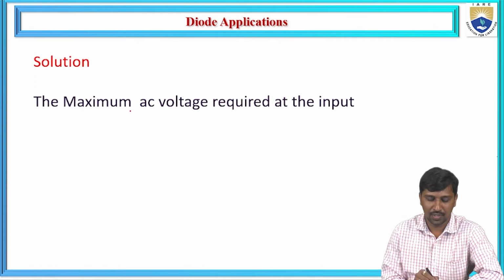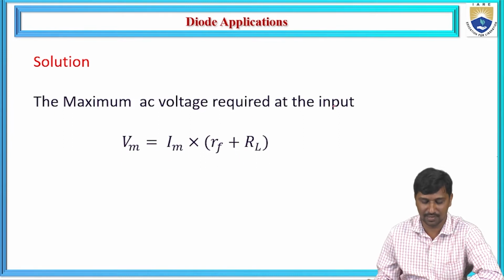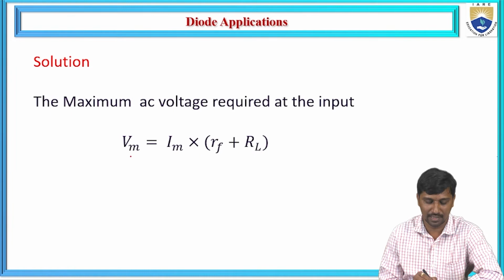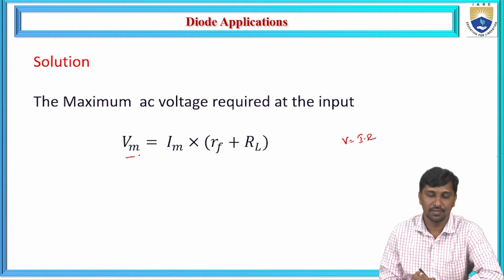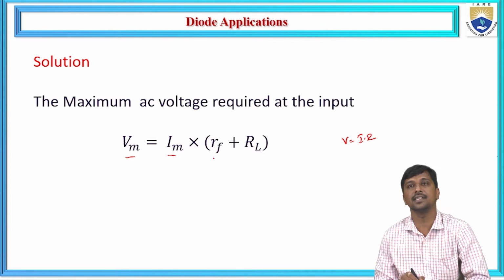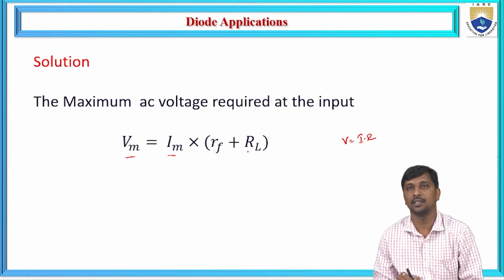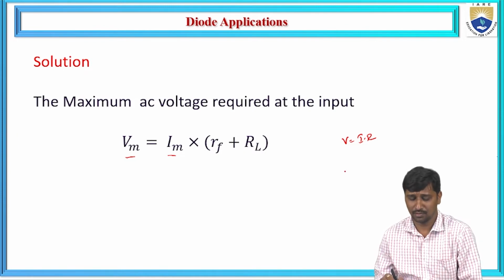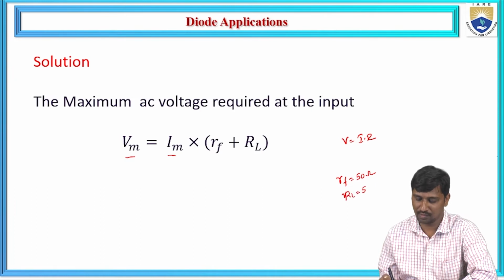After that, we need to calculate how much maximum AC voltage is required at the input based on this given condition. So we need to calculate the maximum voltage Vm, that is equal to Im into R, like V is equal to I into R. Here we are going to calculate the maximum peak voltage. Hence I consider the maximum peak current along with the given resistances. Here we need to consider the diode resistance as well as the load resistance. In this problem, the diode resistance is 50 ohms and the load resistance is 500 ohms.